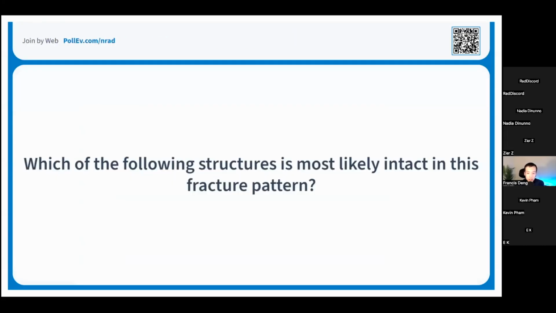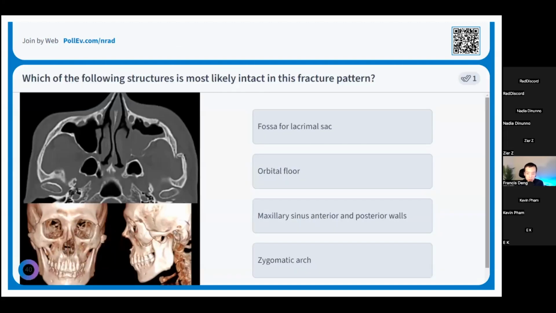Which of the following structures is most likely intact in this fracture pattern? So it's a 2-step question. What fracture pattern is this? And which of the following answers is spared in this fracture pattern? This is the final question.